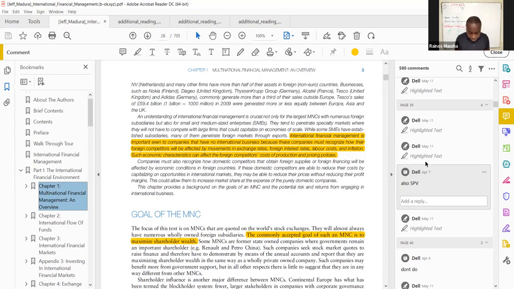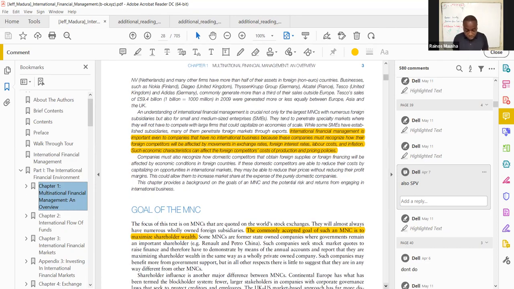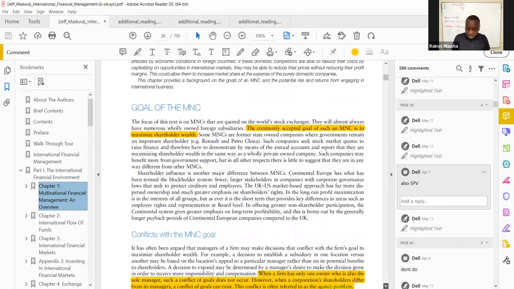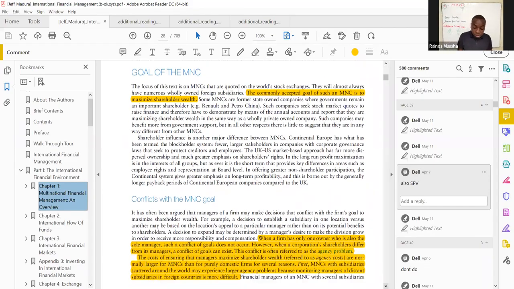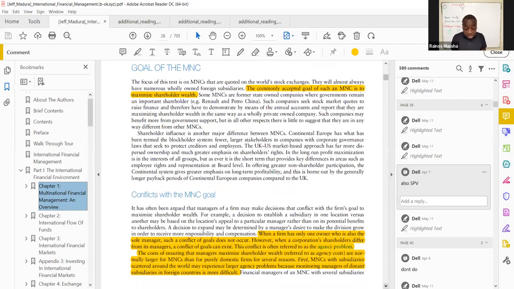Now, moving on to the next section, we look at the goal of the multinational corporation. Here they say the commonly accepted goal of such a multinational corporation is to maximize shareholders' wealth. So just like a company operating domestically, the goal of a foreign multinational corporation is still the same: to maximize shareholders' wealth.